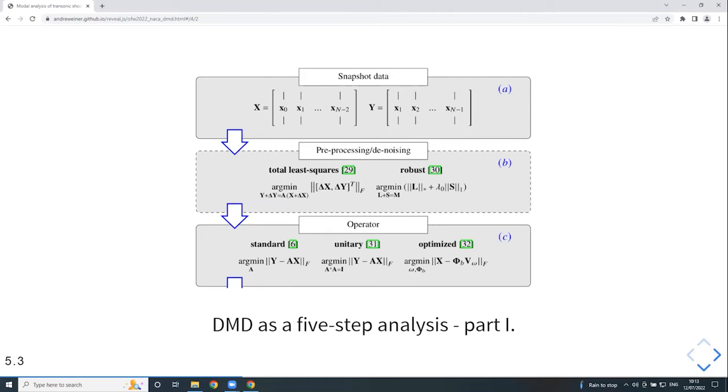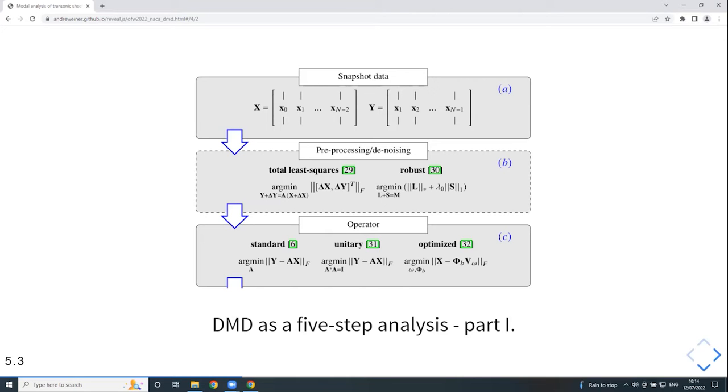Then comes the main definition of the operator. On the very left, you see the standard definition of the linear operator A that maps from X to Y in the least squares sense. So this is the standard definition of DMD.